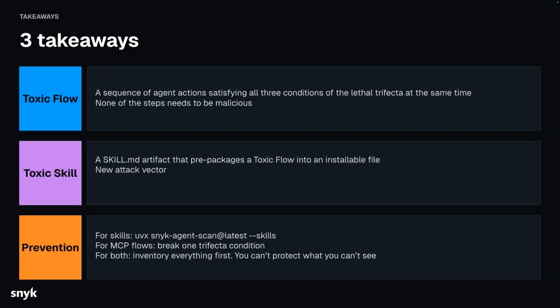Prevention, three things. The first one I've mentioned: for skills and MCP, you can run the Snyk tool, a free open source Python tool that gives you visibility on the MCP servers and skills you have on your machines. For the MCP flows, break one of the trifecta conditions. And for both, inventory. Back to the AI BOM, the AI bill of materials, just so you have that visibility. Inventory everything first, because I know it sounds silly, but you can't protect what you can't see. Having this AI BOM will help you have visibility on everything around your models, your datasets, your tools, your AI components. And it will also help you counter shadow AI. So this is really important.